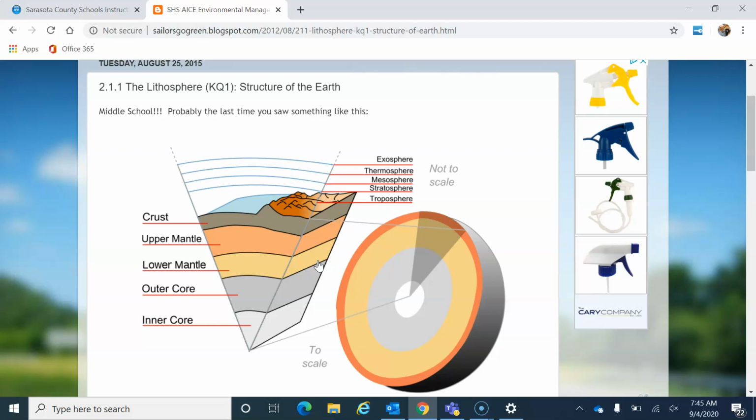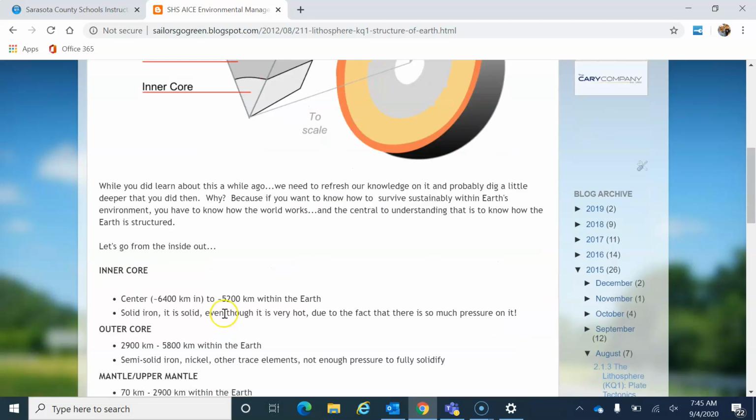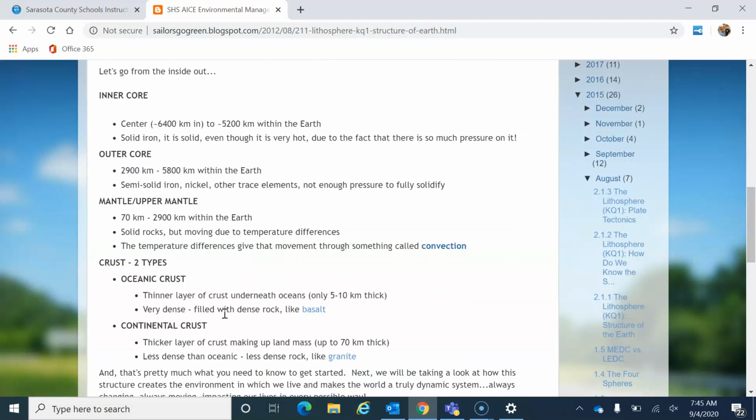You've got the inner core at the very center, all right? You've got the outer core outside the inner core. You've got the lower mantle, and then you've got the upper mantle. And right above the upper mantle is the crust, which is very small. And then above that, you've got the troposphere, stratosphere, mesosphere, thermosphere, and exosphere, which are all the gaseous layers of the atmosphere. We're going to be mostly concerned in this unit about this part with the land. So let's go from the inside out.